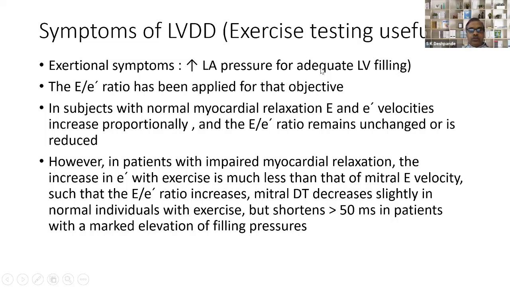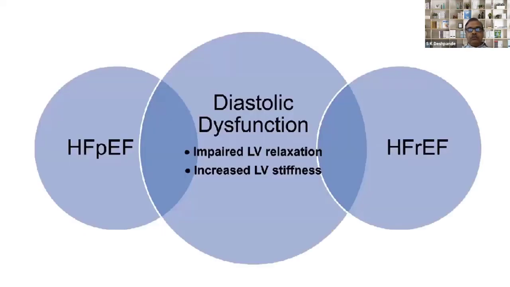That is called dyspnea, and it is graded by the New York Heart Association. And I'll come to this E by A ratio later on. So we have a diastolic dysfunction with impaired LV relaxation and increased LV stiffness. Either it can go to heart failure with preserved EF, or if it is not treated in time or during anesthesia and the post-op period, it can go to systolic dysfunction causing heart failure with a reduced ejection fraction.